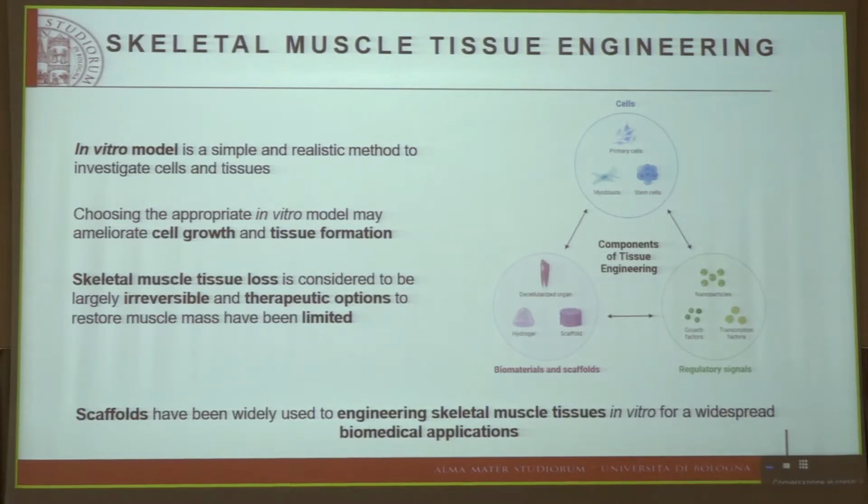The scaffold is one of the three main components of tissue engineering. Tissue engineering is an innovative field, a branch of regenerative medicine, and is composed of biomaterials or scaffold, as we decided to use, the use of cells, in our case a myoblast cell line, and the addition of regulatory signals, for example, growth factors.